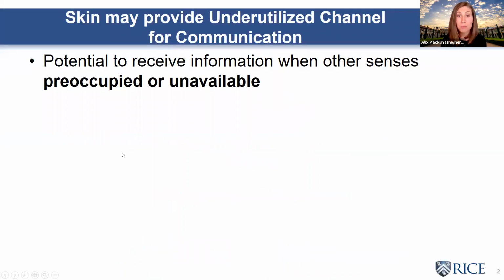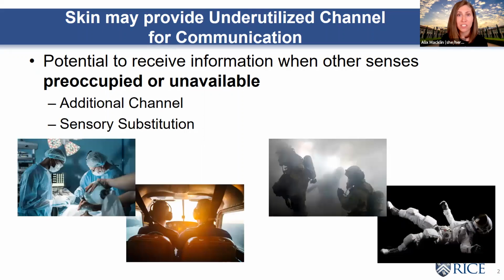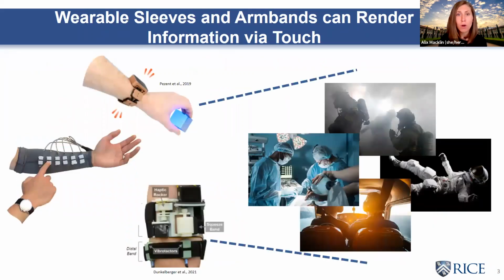The skin may provide a potentially underutilized channel to receive information that we typically receive orally or visually. This could benefit important applications by providing an additional information channel or a mode of sensory substitution. With this motivation in mind, wearable haptic designers are integrating different modes of touch sensation to wearable sleeves and armbands.